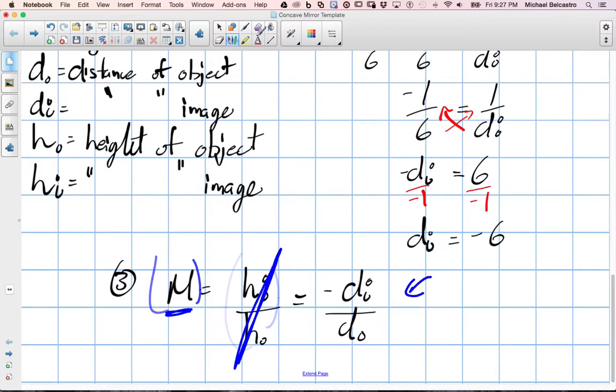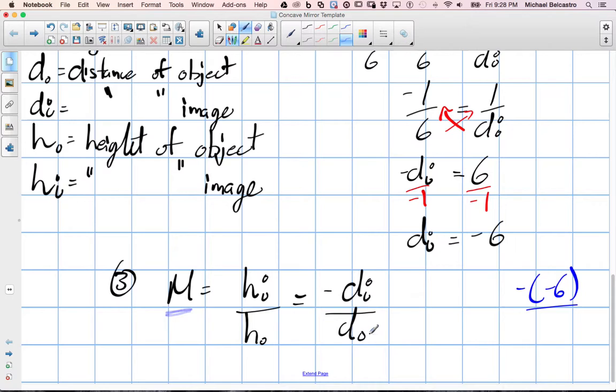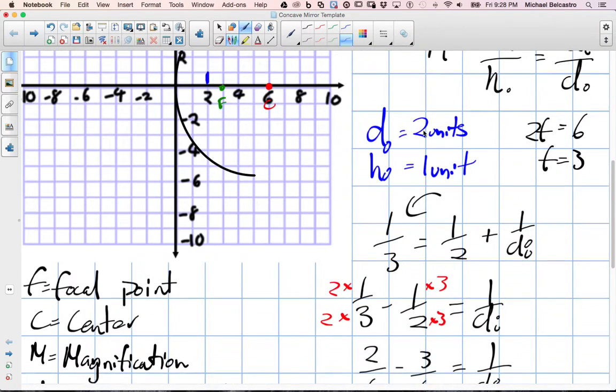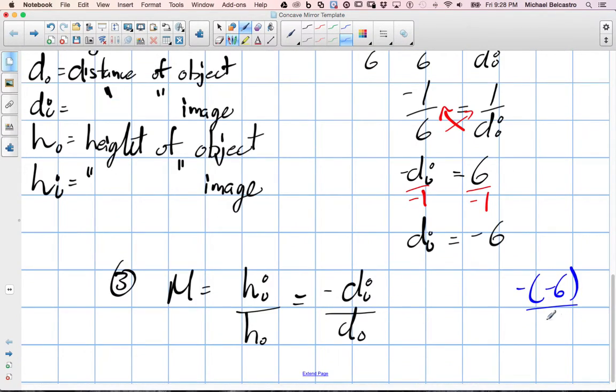We just figured out that the distance of the image is negative 6. So that means we get negative 6 over distance of the object. And if you remember, the distance of the object was 2 units. So over 2 is equal to the magnification. So the magnification is equal to, that becomes positive 6 over 2, which is positive 3.